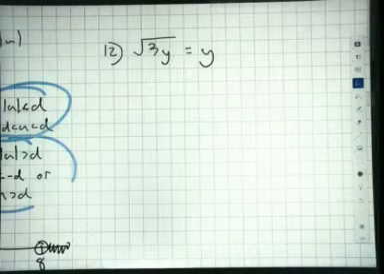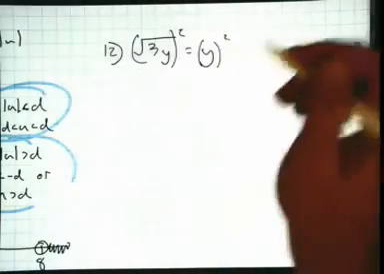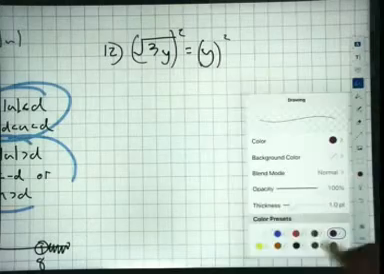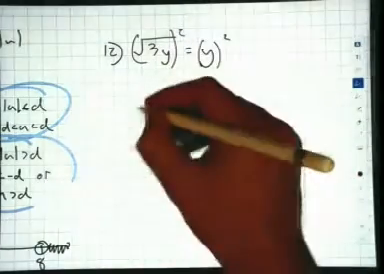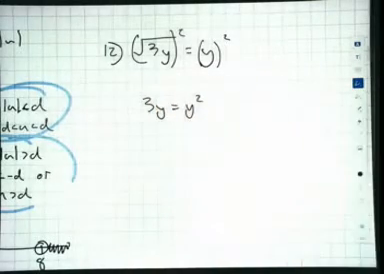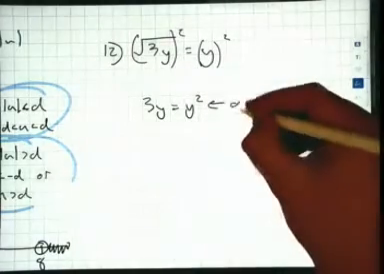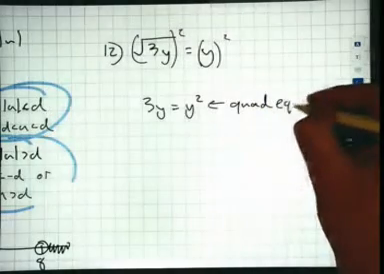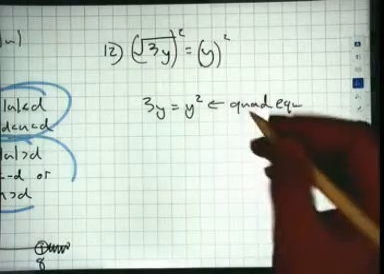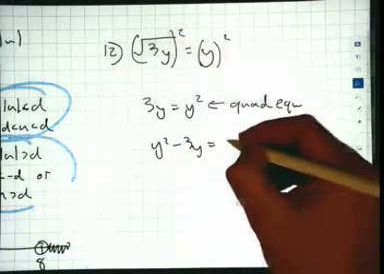You square both sides, right? Square both sides. Now, what does that produce for us? If we square both sides, that gets rid of the radical. So this leaves me with 3y is equal to now y squared. Now, all of a sudden, we now have a quadratic equation. And how do we solve quadratic equations? We set them equal to 0. So we have y squared minus 3y is equal to 0.